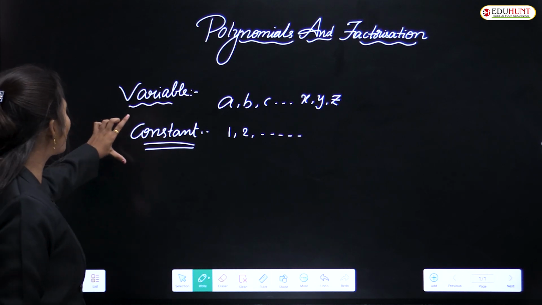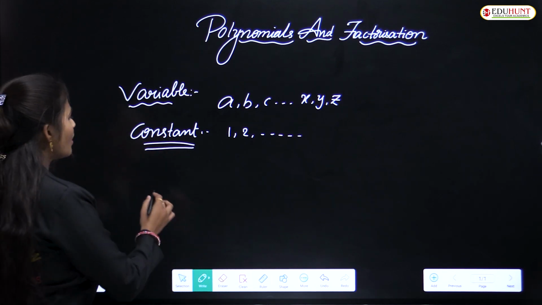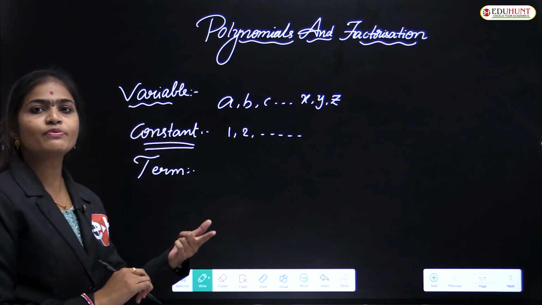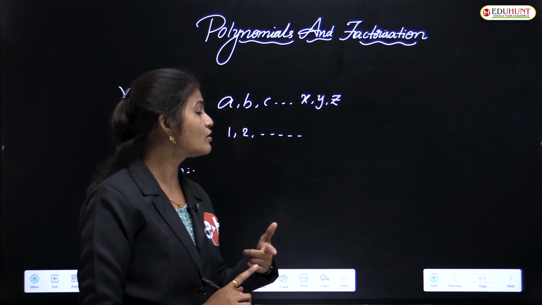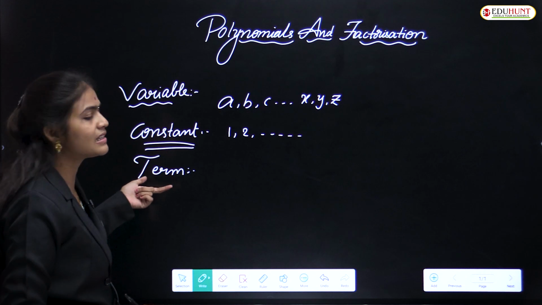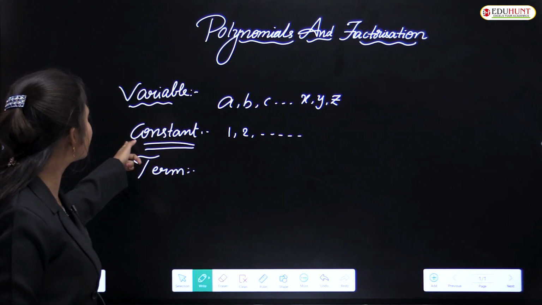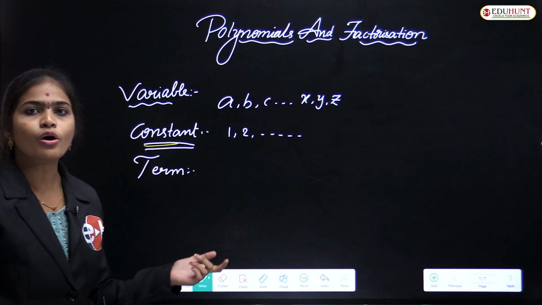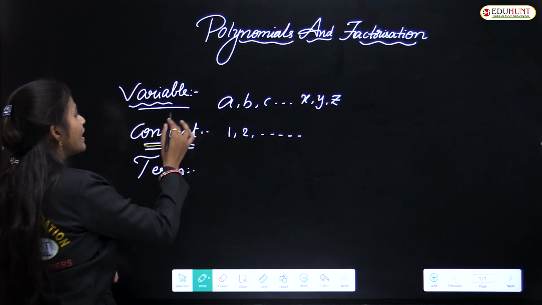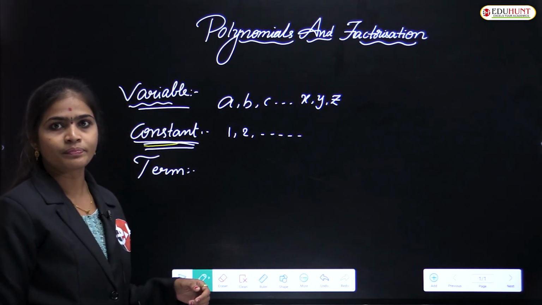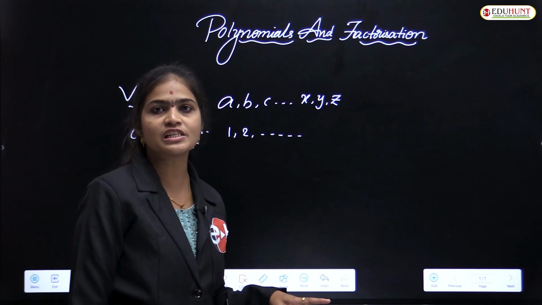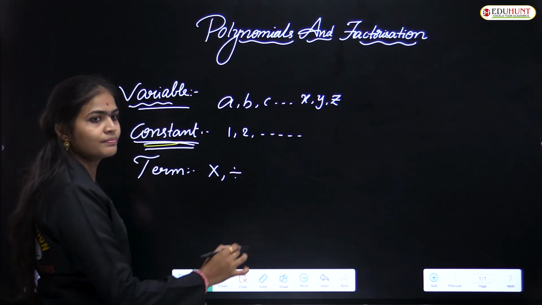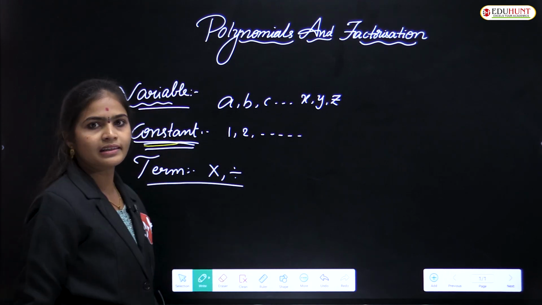After the constant we have the term. A term is a single variable, or a single constant, or else a combination of a variable and a constant by using the two fundamental operations, multiplication and division. This is called a term.